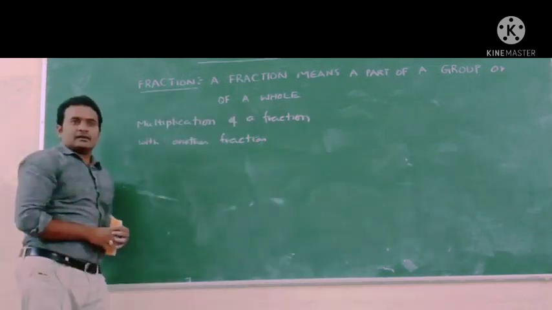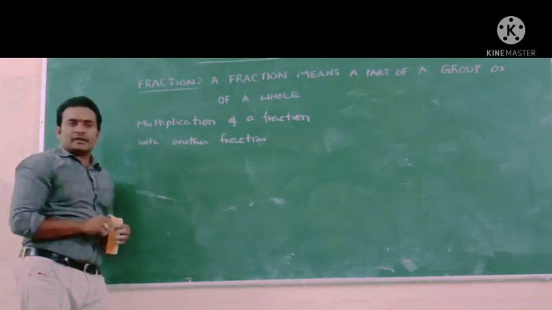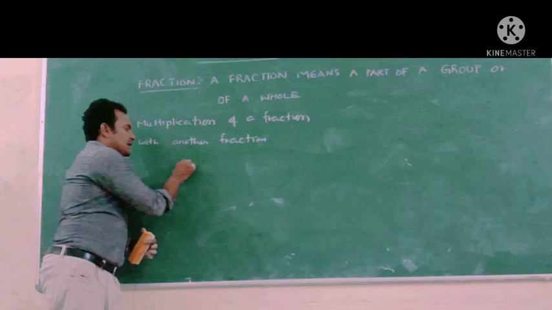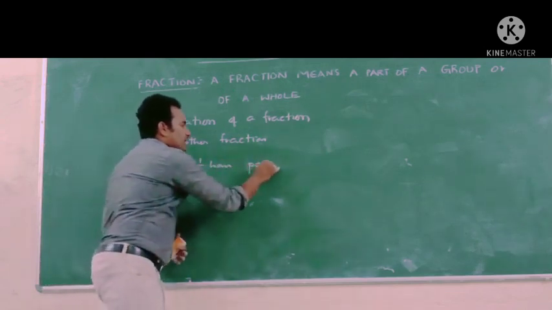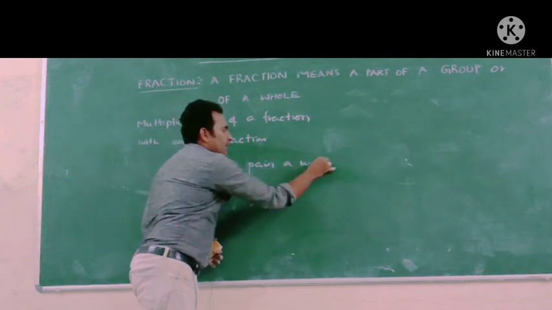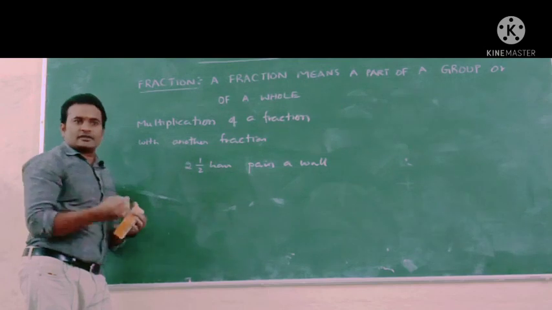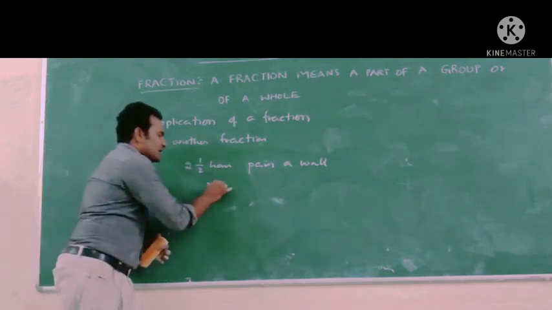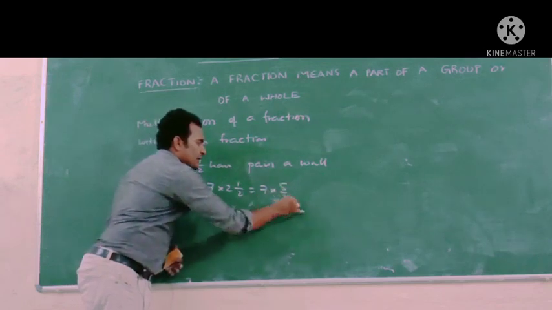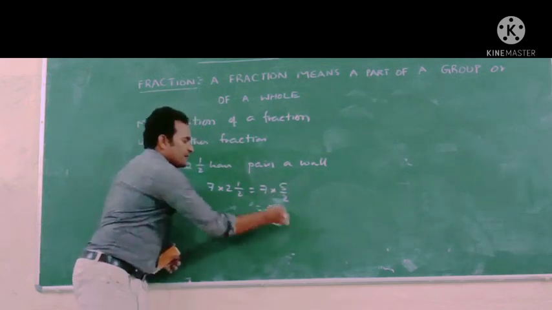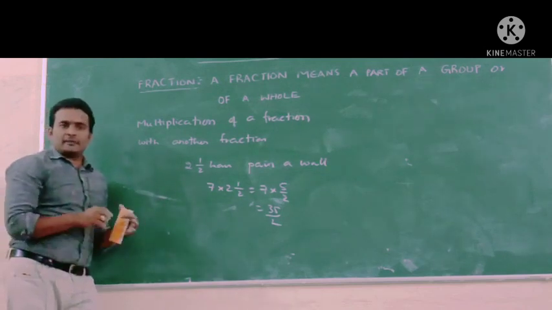In the same way, Rehana paints for 2.5 hours to paint a wall. She can complete it in 7 days. How much is the total work? That is 7 into 2.5, that is 7 into 5/2. 7 5s are 35/2. So 35/2 is the total work done by her.